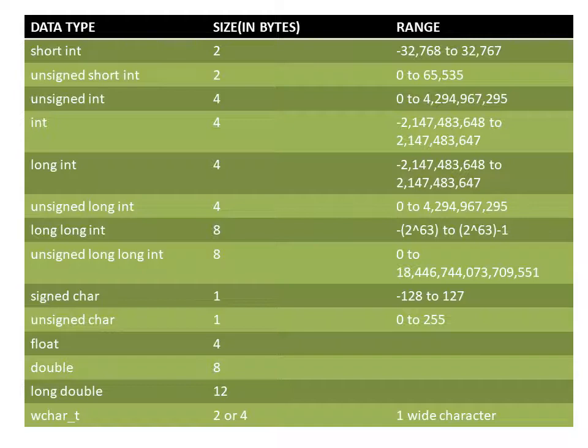And unsigned int again, here we can use positive values of any range. The size is 4, the usual size of the integer data type. The range is 0 to 4,294,967,295, and the integer data type size is 4. This is the range, and so on for the rest of it.